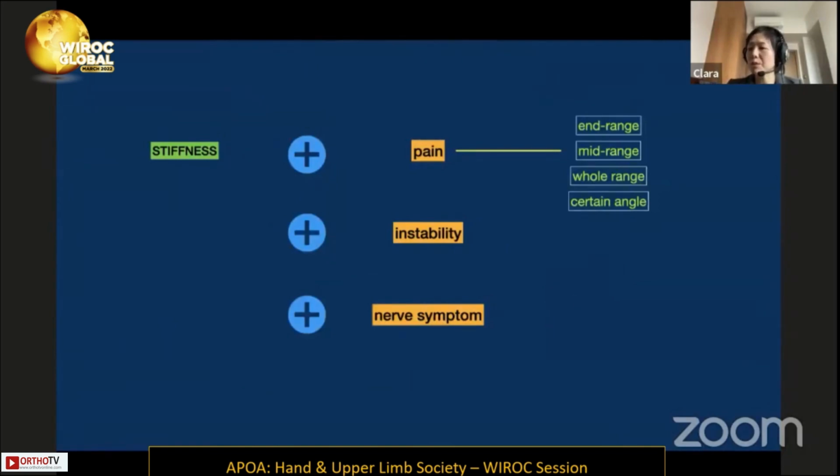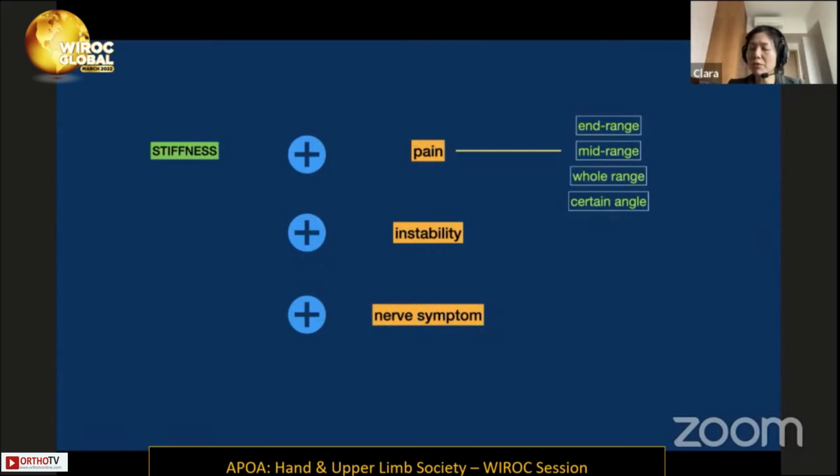Sometimes it's associated with pain. It can be at the end range, mid-range, or throughout the whole range, or at certain positions. Sometimes stiffness is associated with instability or nerve symptoms or the combinations of the above. And stiffness may not be the patient's major concern. The pain, instability, or neurological symptom may be bothering the patient more than the stiffness.